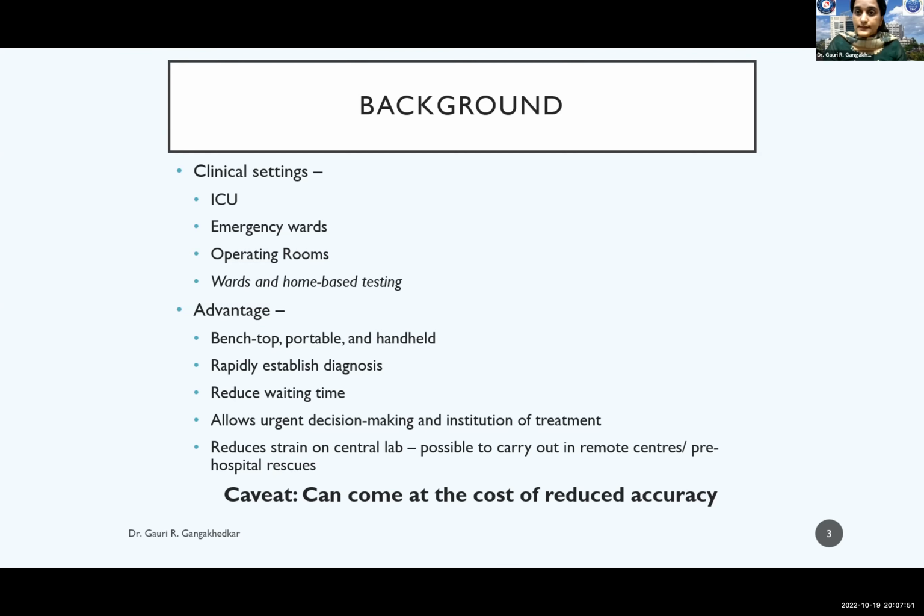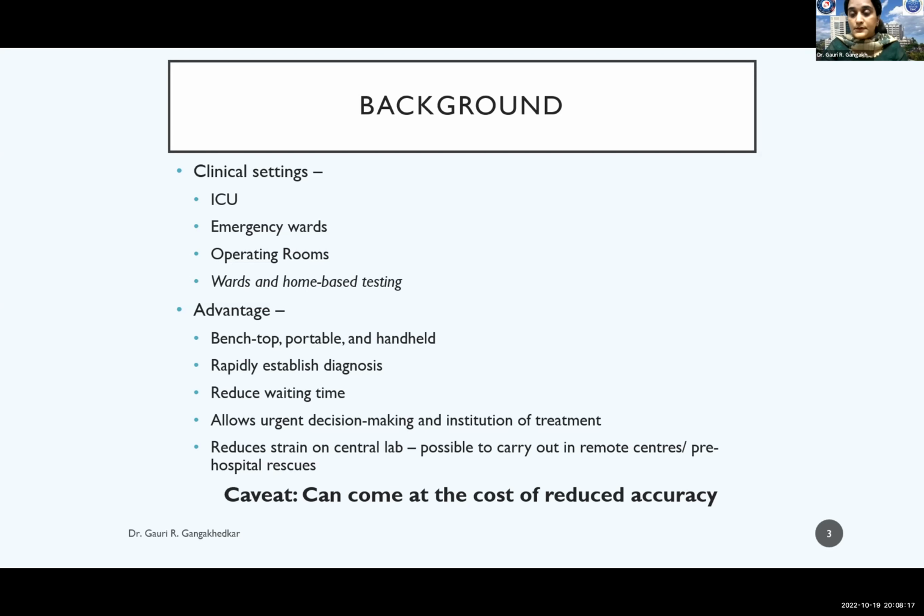The advantage of these is that these devices tend to be benchtop, portable, or even handheld in nature. They help you to rapidly establish a diagnosis. Thus, they reduce the waiting time for the clinician to actually understand what is happening with the patient. And hence they allow urgent decision-making and institution of treatment. Now, this also reduces the strain on central labs, which is what makes it possible to carry it out in remote areas or even pre-hospital rescues.